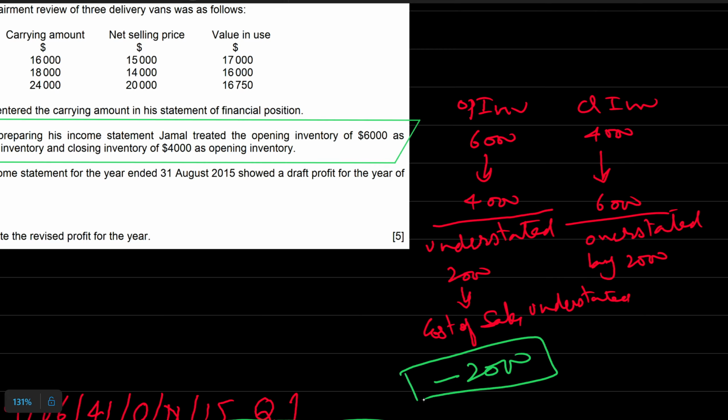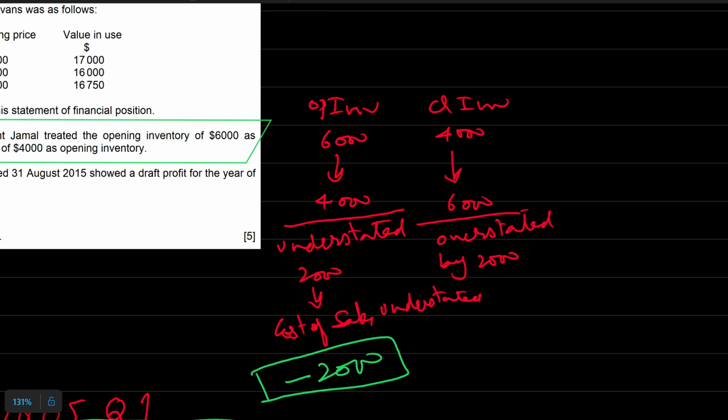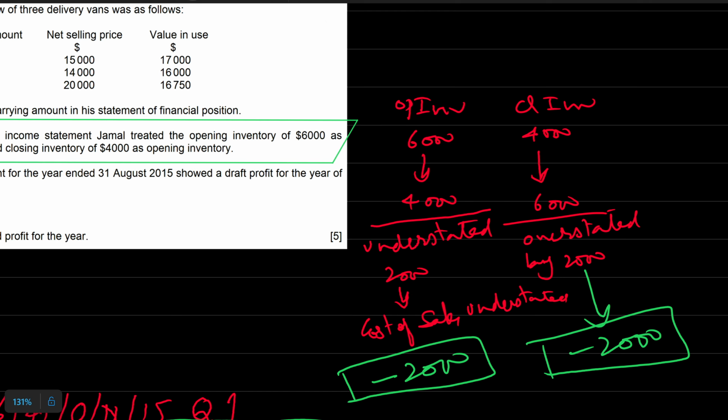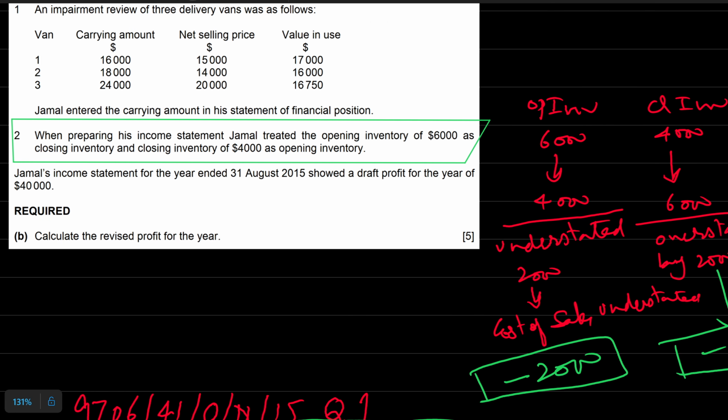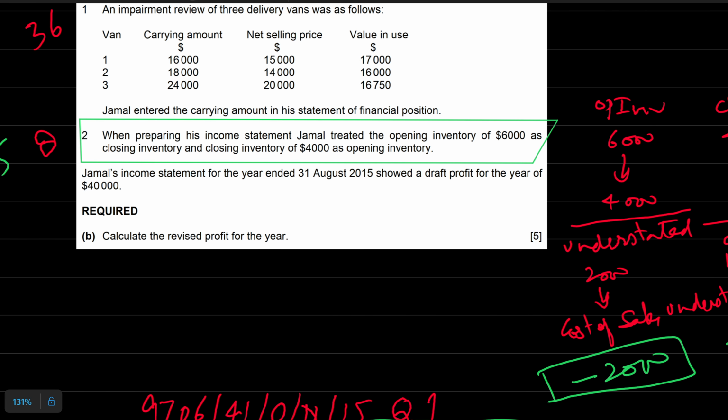To correct this error, profit will be decreased by 2000. And when we correct the error of closing inventory, because closing inventory is overstated, profit is also overstated. When we correct this error, again profit will be decreased by 2000. So by correcting these errors, in total profit will be decreased by 4000.